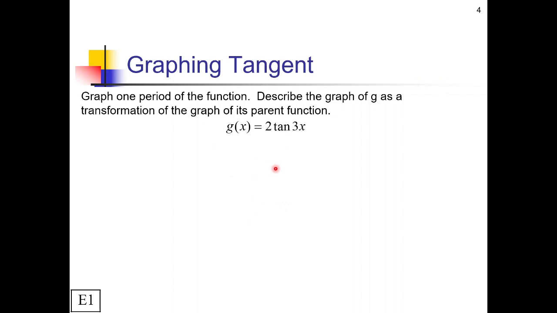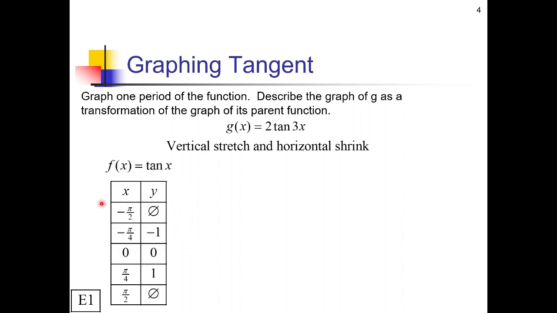All right, so let's talk about what is going on with my transformations. The 2 outside is giving me a vertical stretch. The 3 inside is giving me a horizontal shrink. And throughout this lesson, you'll notice we're not worrying about vertical and horizontal shifting or translations. We're just dealing with the stretches and shrinks. And there might be a random reflection in there somewhere. So here is our parent table for tangent. Again, we're going from negative to positive pi over 2. And we've got undefined, negative 1, 0, 1, and undefined.